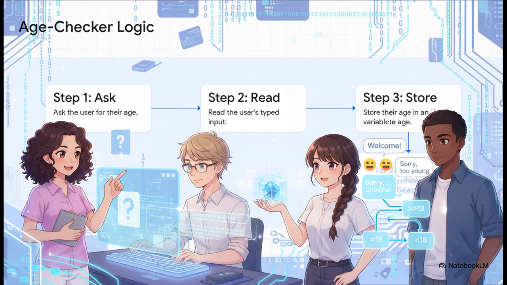First, the app is going to ask the user, hey, how old are you? Then it'll actually read what they type. After that, it'll store that number in one of our int variable boxes. Then comes the brain. It uses an if statement to see if that age is 18 or more. And finally, depending on that answer, it'll either say welcome or sorry you're too young. See? It's reacting to the user. It's dynamic.